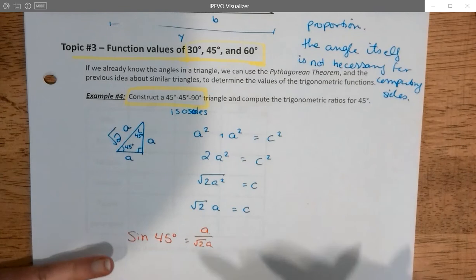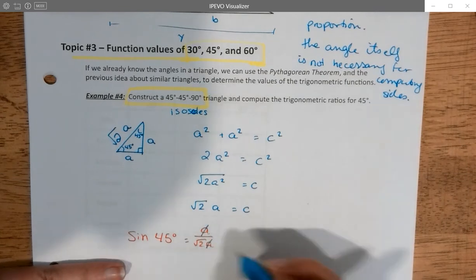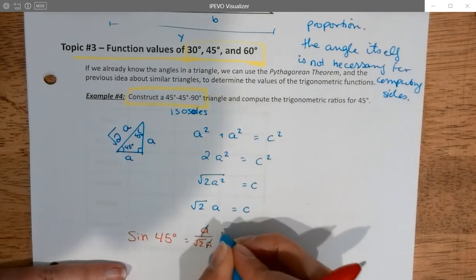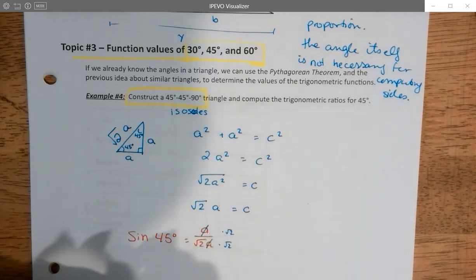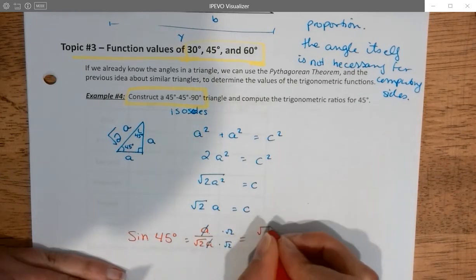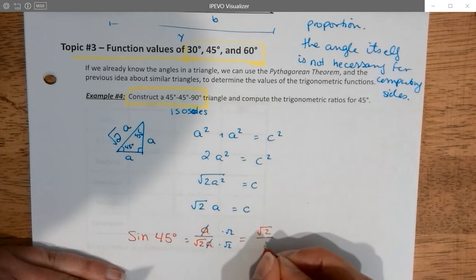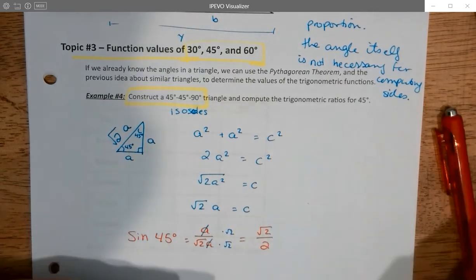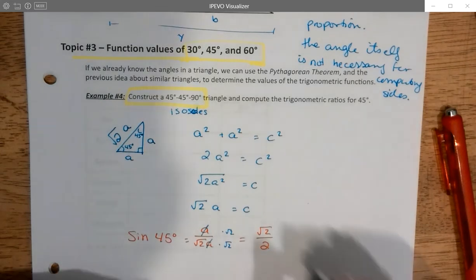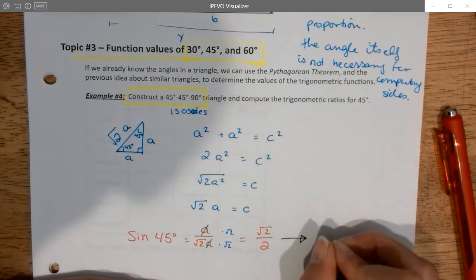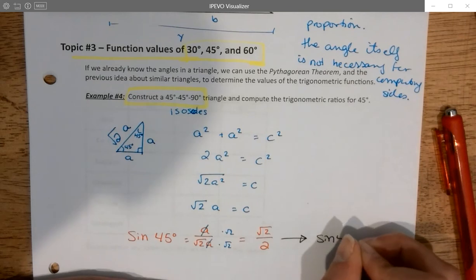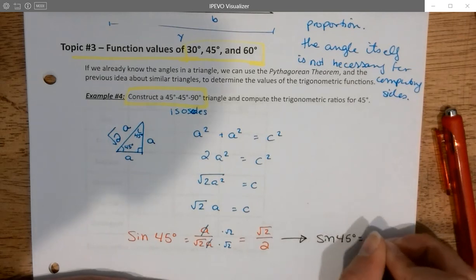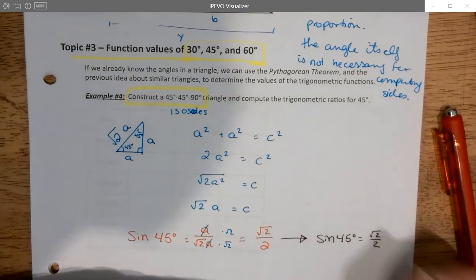The A's reduce, and then I can rationalize by multiplying by square root of 2 on top and bottom. That gives me the square root of 2 over square root of 2 times square root of 2, which is 2. Just to restate that since it's so important: the sine of a 45-degree angle is square root of 2 divided by 2. That's where it comes from.